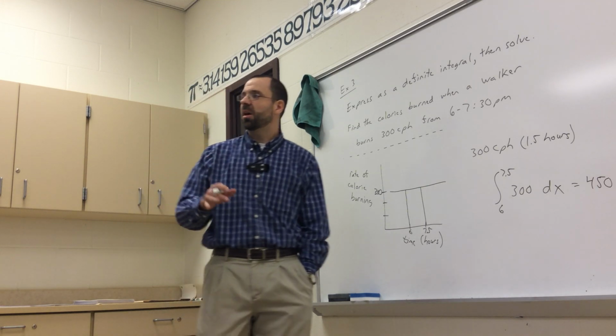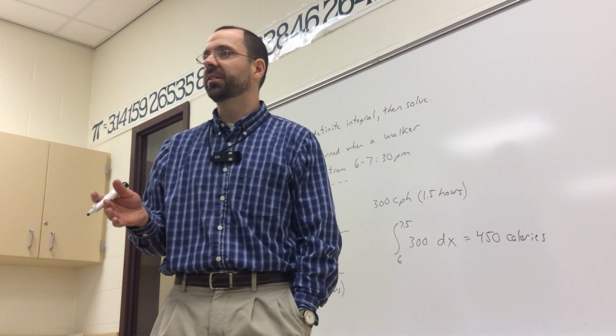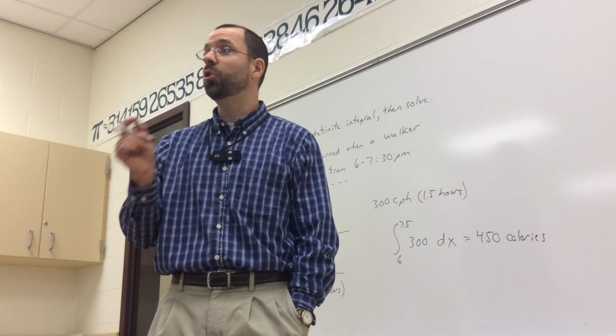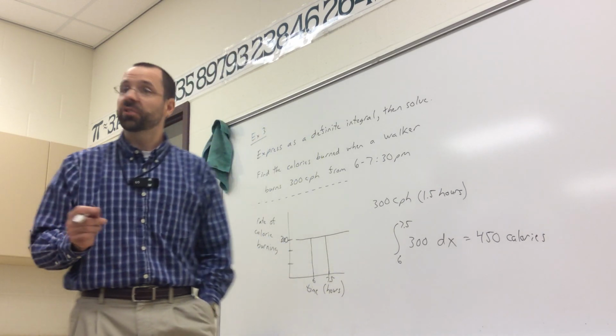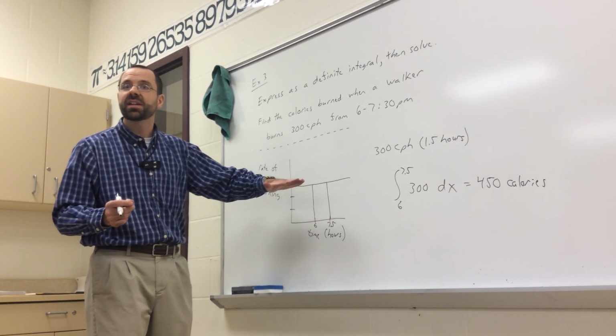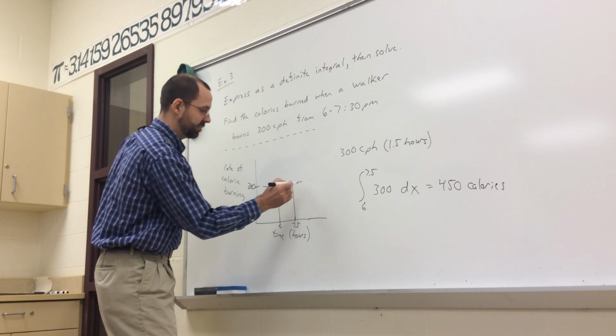Okay, now in the last problem, we had negative area, right? And you all were thinking, that's crazy. Well, let me show you that in this problem, negative area could make sense. So this person is walking, right? And they're burning 300 calories per hour. But then they stop walking. And so they're not burning as many calories.